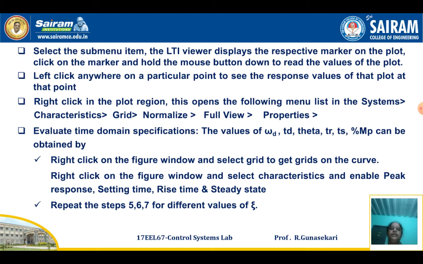If you click systems, the waveform is in blue color. If you click characteristics, again a submenu appears: peak response, settling time, rise time, steady state. If you click, for example, peak response, you can see the peak point of the particular waveform. Then settling time, rise time, steady state. And then you can click full view to get the full view. Grid means the lines will come; if you do not click it, then lines won't come on the plot region.